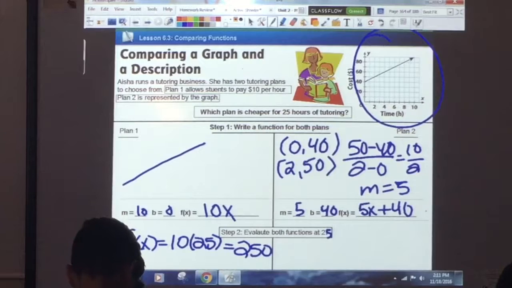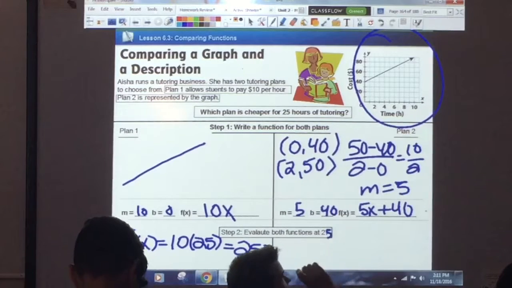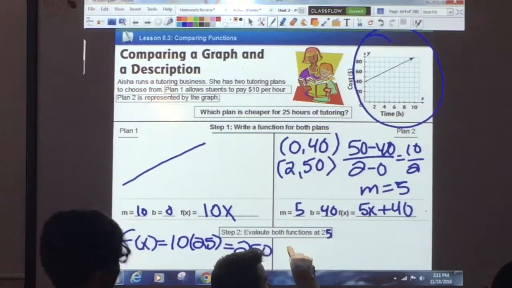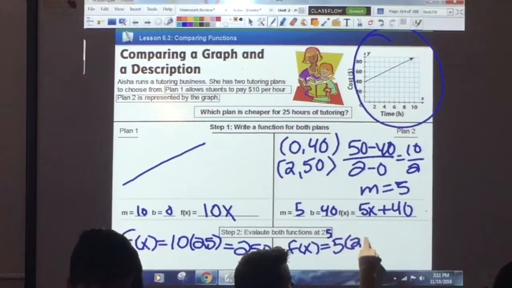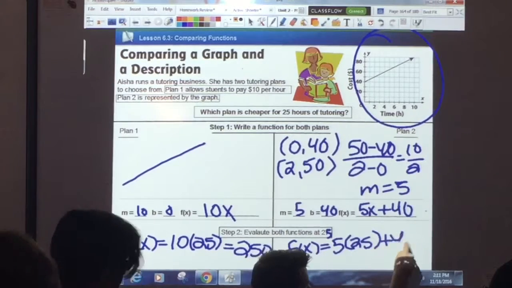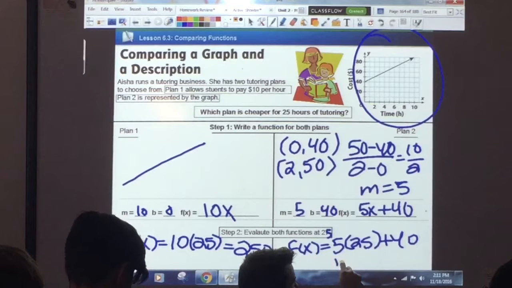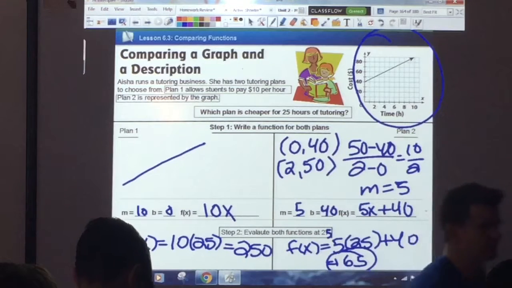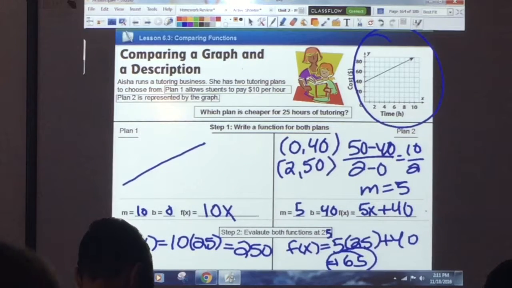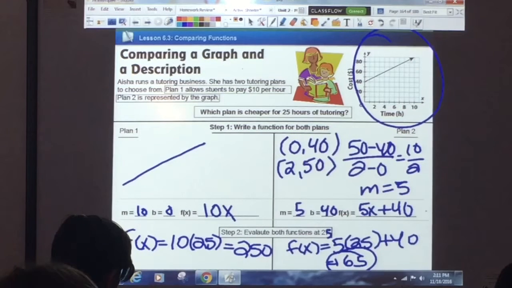For plan 2, I take 25 and substitute it in for x once again. F of x is equal to 5 times 25 plus 40. 5 times 25 is 125, plus 40 makes 165. So which plan is cheaper for 25 hours of tutoring? Plan 2 is cheaper by about $85.